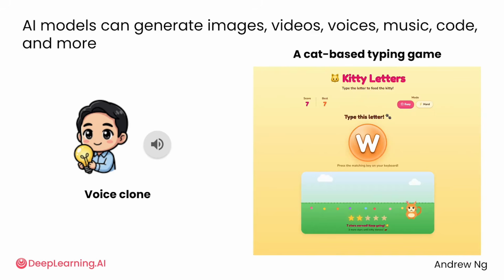Lastly, AI can generate code. I mentioned my daughter loves cats. She also loves the color yellow. And so when her teacher mentioned that she wished kids in the class could type or keyboard a little bit faster, I used AI to generate this typing game where if my daughter hits the right letter, then she sees this fun little animation of a cat being fed, which she loves.